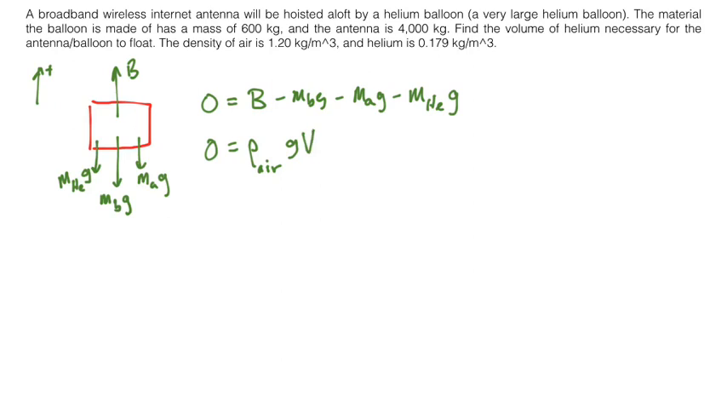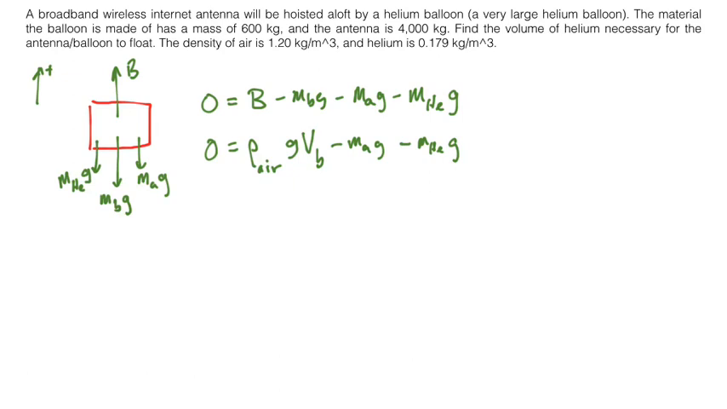And then volume of the balloon. That can't do much with the mass of the antenna. And I've got mass of the helium times g. So this is easy, right? I just solved that for volume of the balloon and I'm done. Nope. Volume of the helium is hiding somewhere else. It's hiding in plain sight.